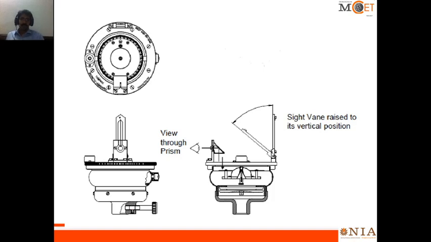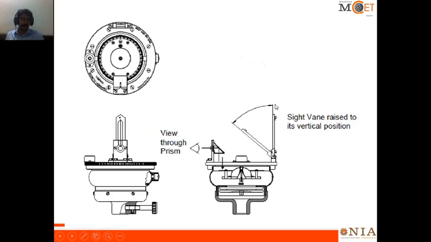Here the compass is shown in different views. It is a top view. This is the side view of the compass to show how the vane will be. Here you can see how the prism and the vane look. This triangular portion in which the prism is attached, if you look through the prism with your eye, it deflects towards the bottom, from which you can obtain the reading.